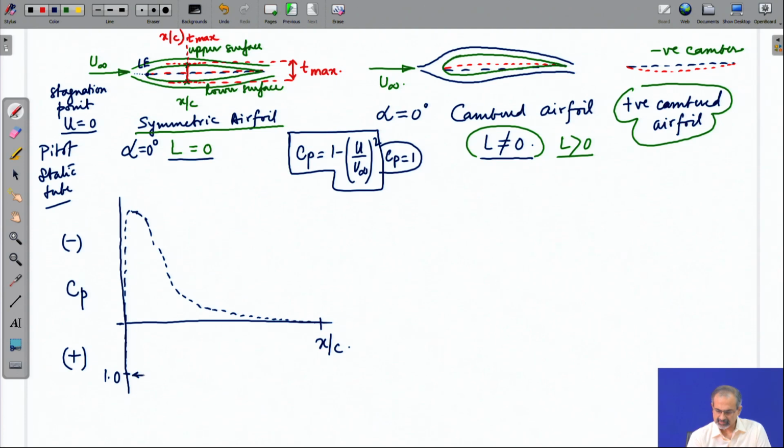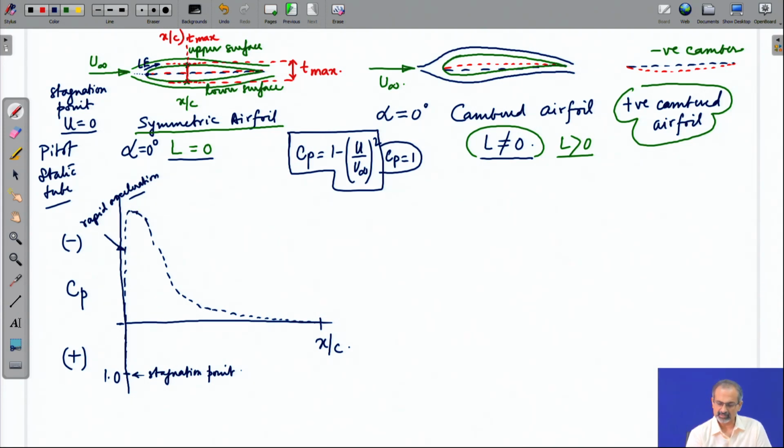So, this is the stagnation point where Cp has gone to a value of 1. Then there is a very rapid acceleration in this region where the flow is accelerating because of the upward sloping surface. Then it kind of gets flatter and then gradually slows down.